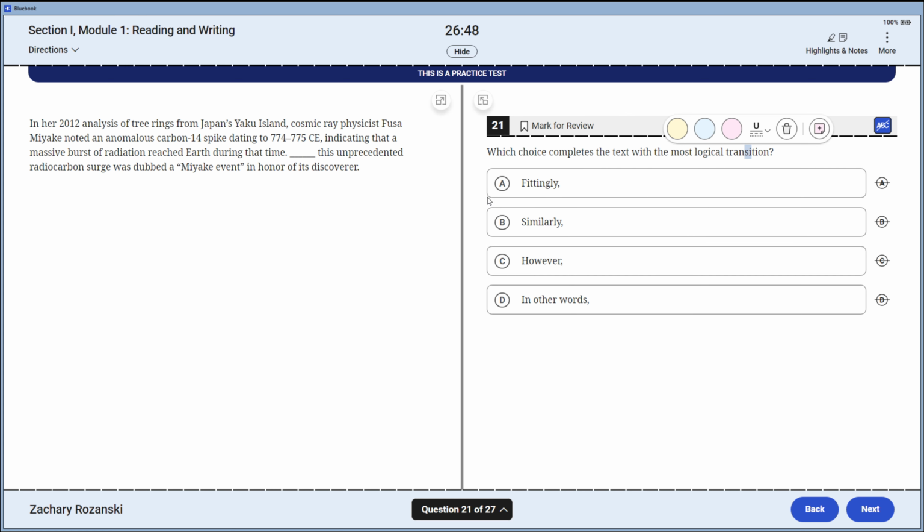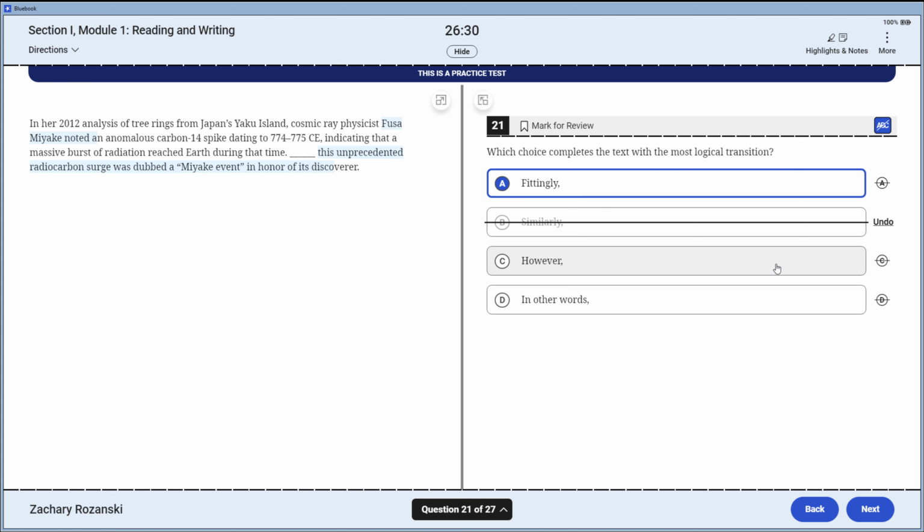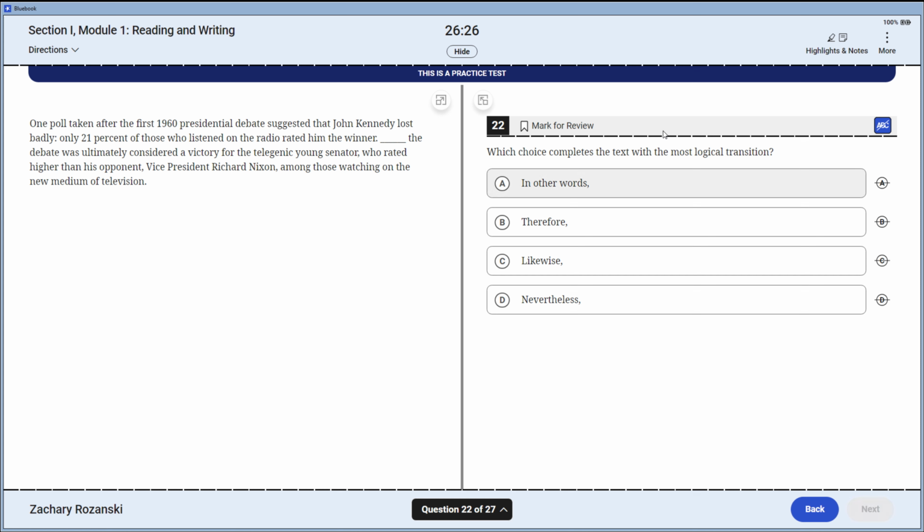Now we're into the transition questions. I'm going to look to the left. I've got cosmic ray. Oh, look, there's a name, title, no determiner. Notice that there's nothing there. He noted this thing indicating that a massive burst reached Earth. This unprecedented event was named this thing. I want some sort of cause and effect here. I like fittingly. Similarly, it's not the same. It seems to be a result of the first. There's no contrast, and we're not restating the first. Fittingly is going to be our pick.